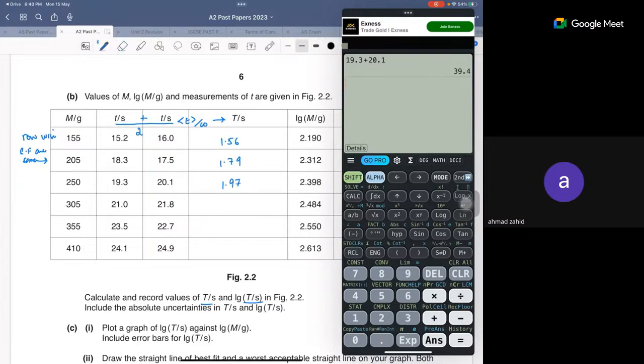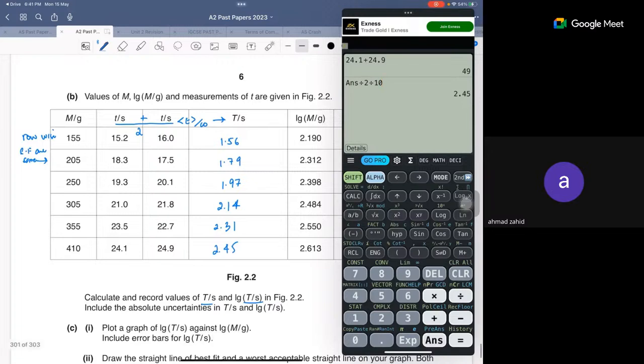Then comes the next one. This divide by 2, so take average and then divide by 10. 2.14. 23.5. Always take out some time to do this in your exam as well, because you don't want to make a mistake here, because everything then will be pretty messed up. 2.31 and 24.1 plus 24.9 divided by 2 divided by 10, so that's going to be 2.45, like that. Okay, yes Faizan, you can always write that, that's all right.